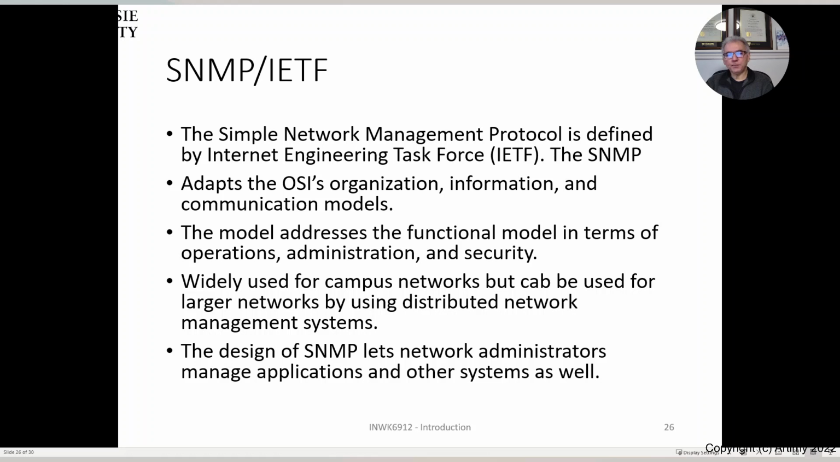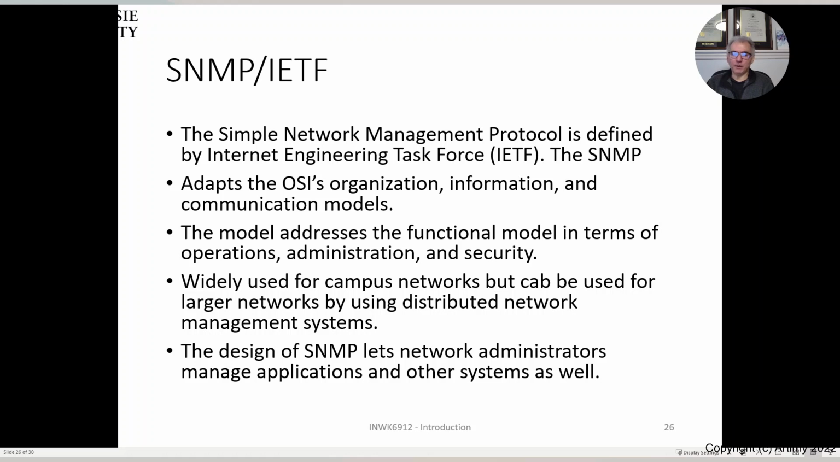So, what should I say about the SNMP? It is originally, from the name, it was supposed to be for simple network management, right? It was designed to be a simplification of the OSI model. As you can see from what we learned, the OSI model was very, very big and perfect, but also hard to implement.